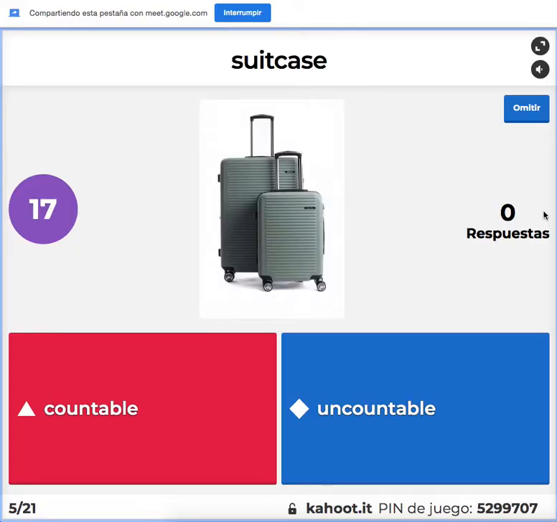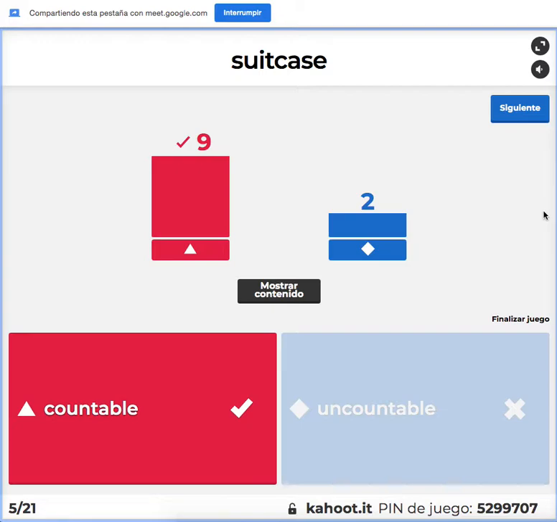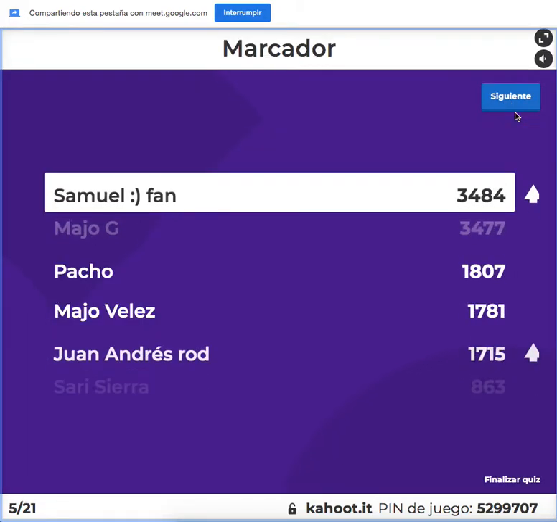The next one. Suitcases. So I just told you the answer of this. What is the meaning of suitcase? Maletas. In this case, you can count it. Very good. Let's continue with the next one.